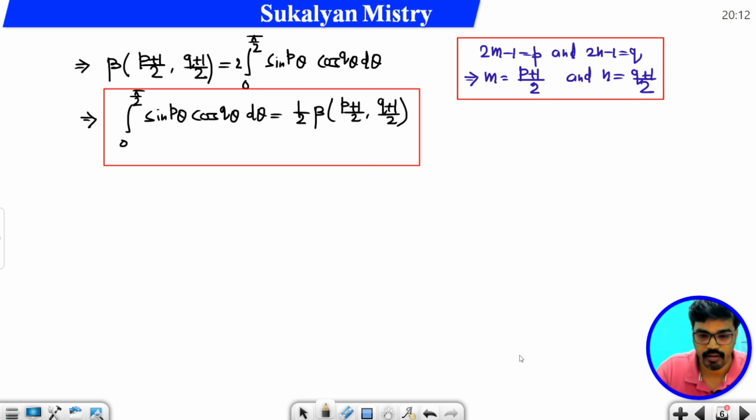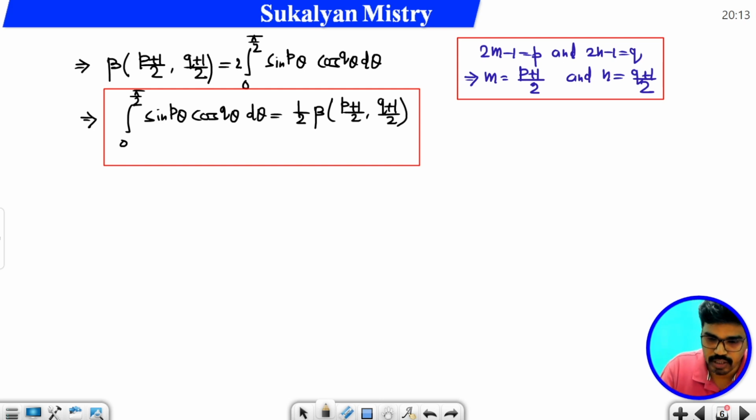In the exam they can also give this: show that integration 0 to pi by 2 sin to the power m theta cos to the power n theta d theta equals 1 by 2 beta m plus 1 by 2 comma n plus 1 by 2. You solve it exactly the same way, and at the end just replace p with m and q with n.